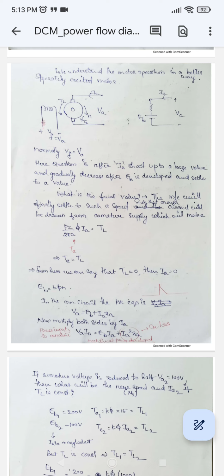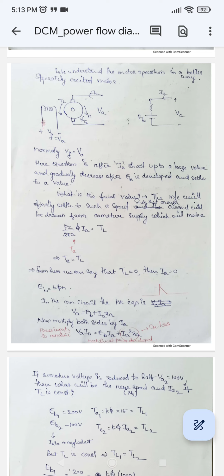So the current will be drawn to such a value that the electromagnetic torque becomes equal to the load torque. Alright. Suppose the load torque is not there, you may ask a question: if there is no load, in that case the current must settle to zero, right? Because there need not develop any electromagnetic torque to meet the demand of the load.